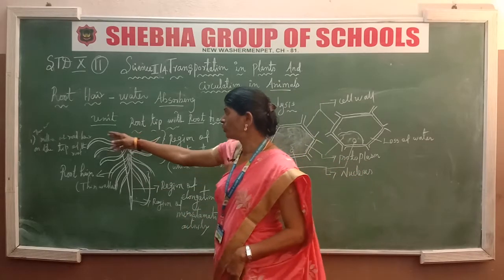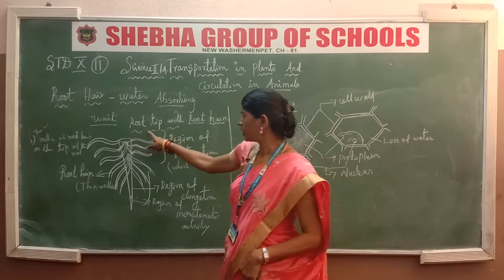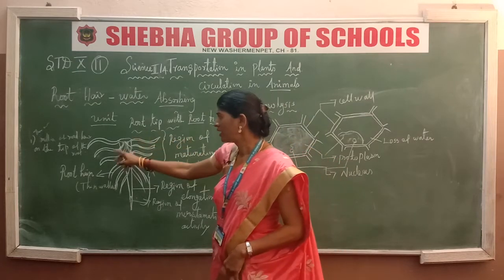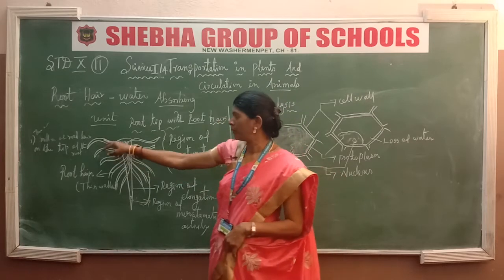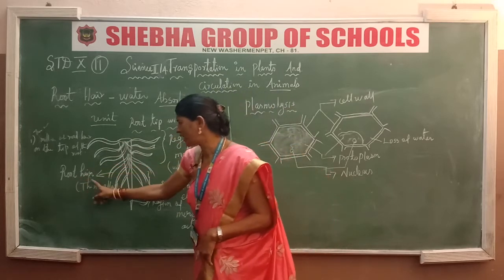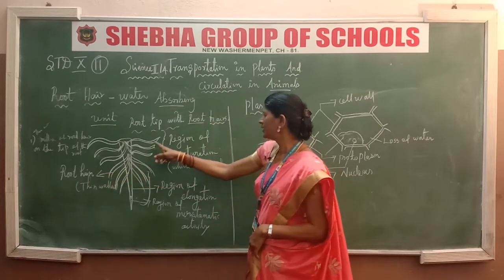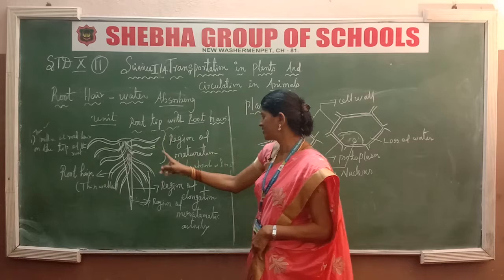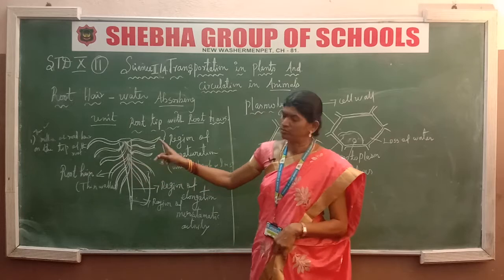Next we are going to root hairs and water absorption. This is the root tip with root hairs. What are the root tip and root hairs? There are millions of root hairs on the tip of the root. The root hair is a thin-walled structure, in the region of maturation, which absorbs water and mineral salts from the soil.